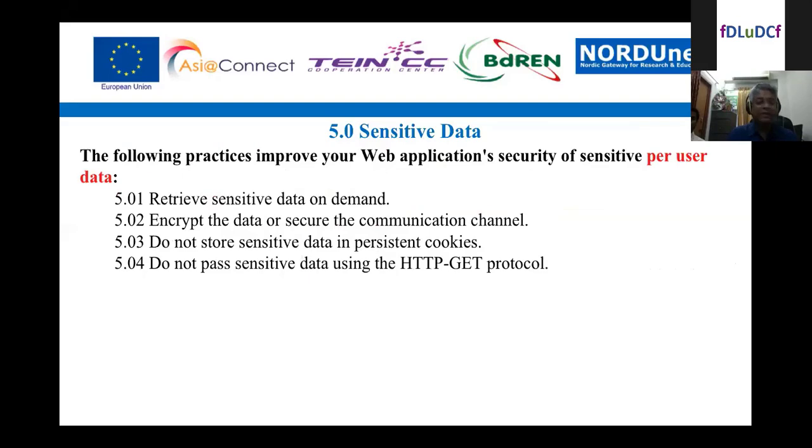And number 5 is sensitive data. So what are the things we need to consider to improve web application security regarding sensitive data? Retrieve sensitive data on demand, encrypt the data or secure the communication channel, don't store sensitive data in persistent cookies, and don't pass sensitive data using the HTTP GET protocol.